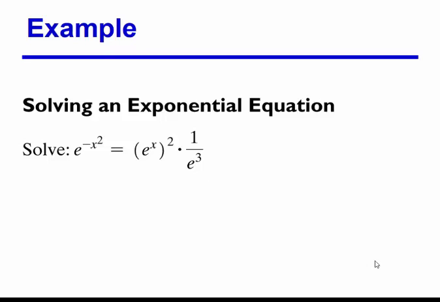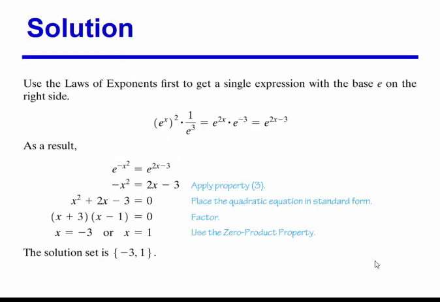So here's another example. We're going to go ahead and solve e raised to the negative x squared is equal to e to the x raised to the 2nd power times 1 over e to the 3rd power. What we do is use the laws of exponents first to get a single expression with the base e on the right side. And so the right side then becomes e raised to the 2x minus 3.